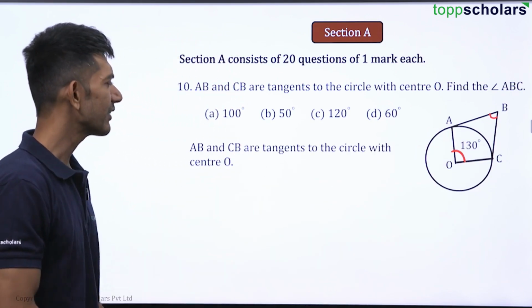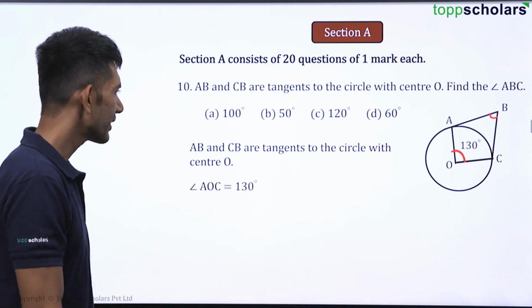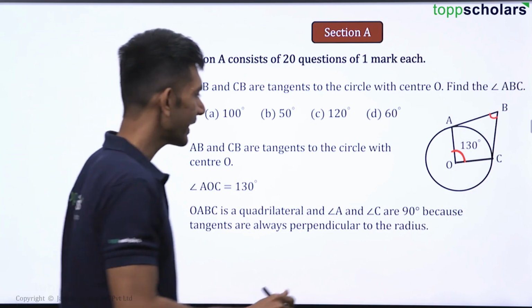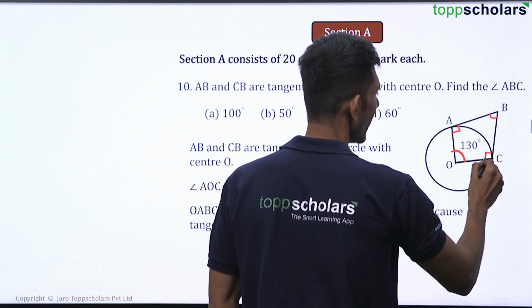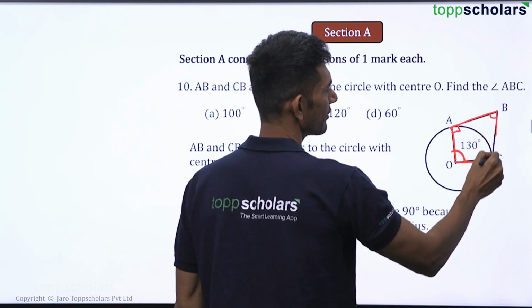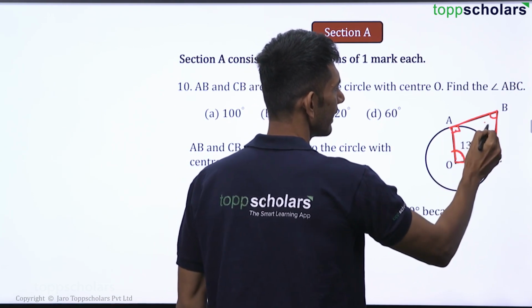So AB and CB are tangent to the circle with center O, that is already given. Angle AOC is given 130 degrees. Now this is a quadrilateral where, understand, can I say angle A is 90? Yes. Can I say angle C is 90? Why? Because radius and tangent are perpendicular. So this is 90, this is 90, this is 130. Can I find this out?